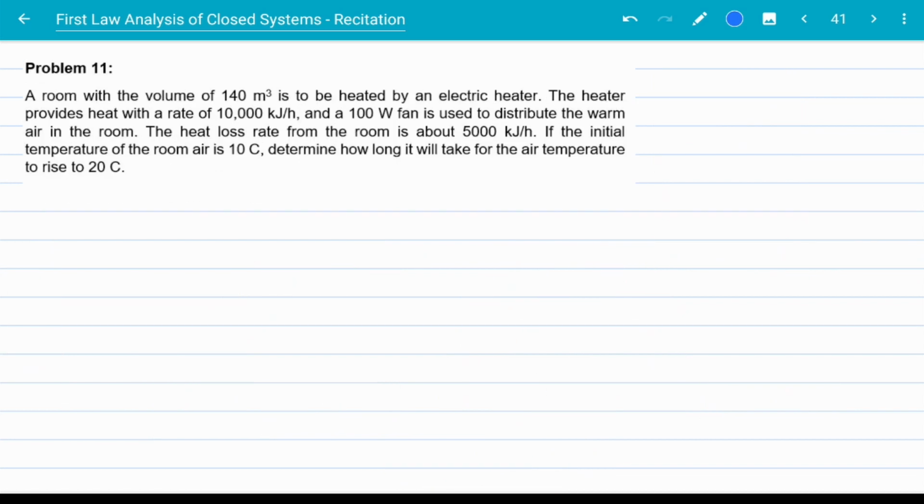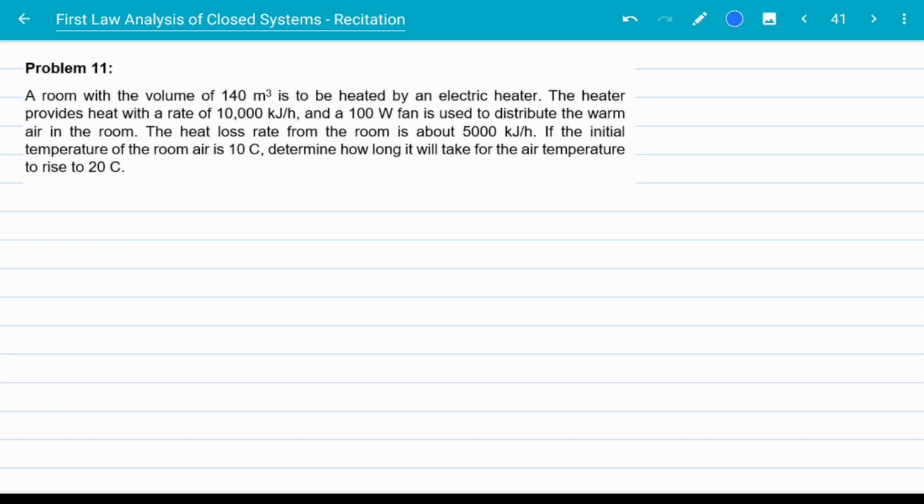Okay, problem 11. We have a room, the volume is given, 140 meters cubed, that is heated by an electric heater. Now the heater is providing heat at a rate of 10,000 kilojoules per hour. A fan with a power of 100 watts is used to distribute the warm air inside the room. Now, we are approximating the heat loss rate of 5,000 kilojoules per hour from the room. Our initial temperature is 10 degrees Celsius. We want to raise it up to 20 degrees. How long would it take?